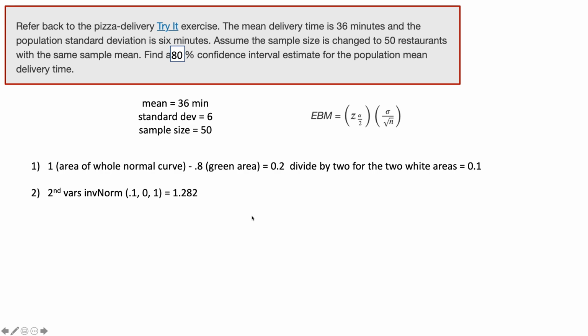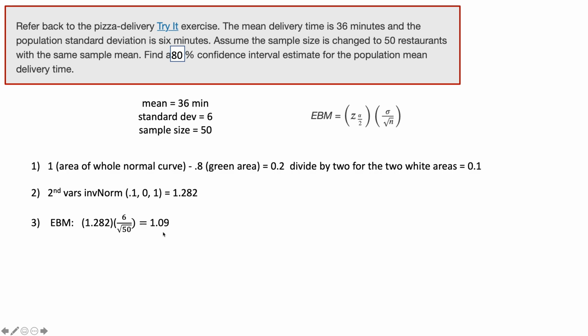Okay, well, what do I do with that? Well, that is the beginning of my error bound measurement formula. So I calculate with error bound measurement. I have everything I need now. I have 1.282 for the z-score for that area. And then I have the 6 over the square root of 50, which is your standard error. And that gives me, when I multiply that all out, 1.09.